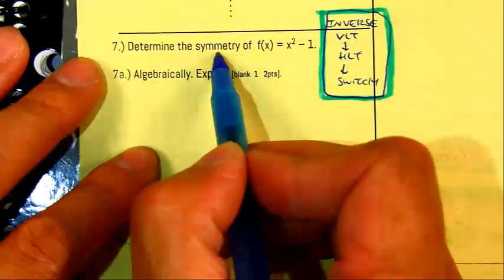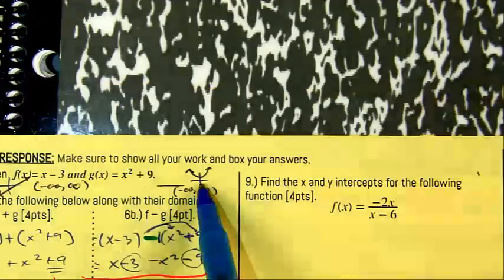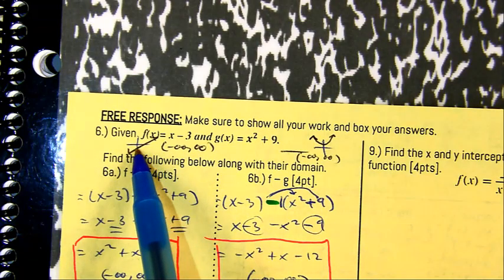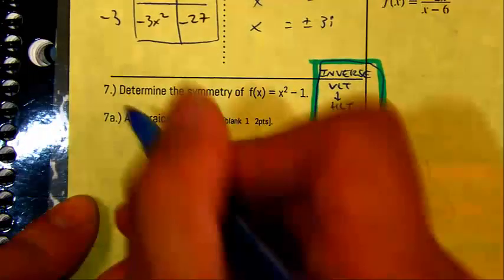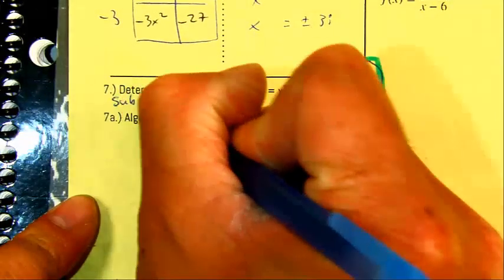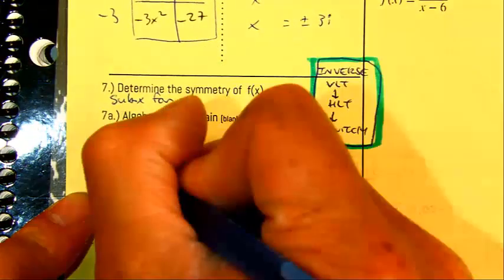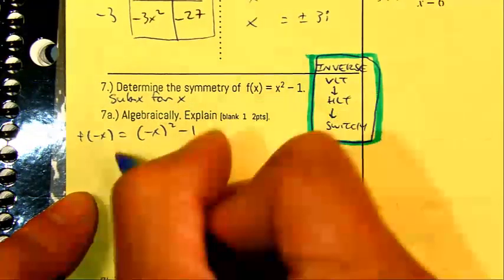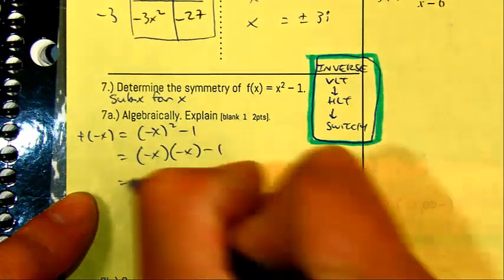Symmetry is looking at a graph to see if it is symmetrical, right? I can look at this graph here and see if it's symmetrical about the y-axis, the origin, or none of the above. Algebraically, what do we do? Well, all you have to do is substitute negative x for every x value. So f of negative x equals negative x squared minus 1. Negative x times negative x is a positive x squared minus 1.